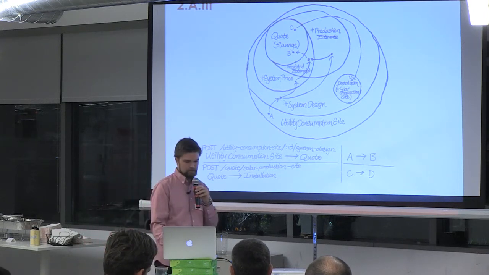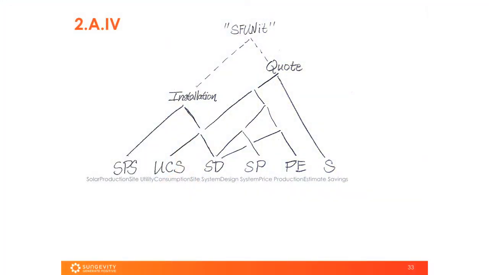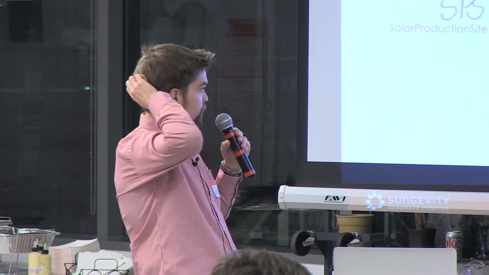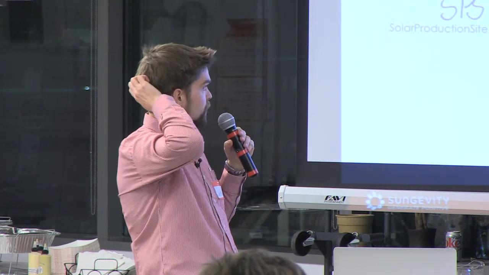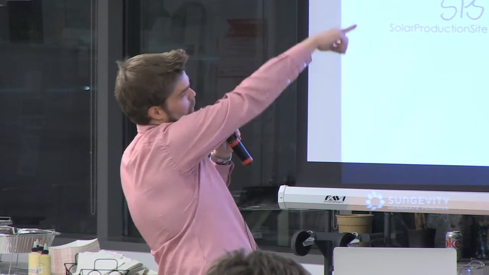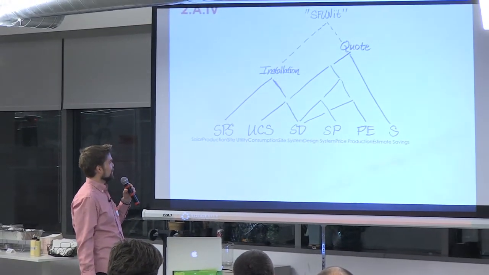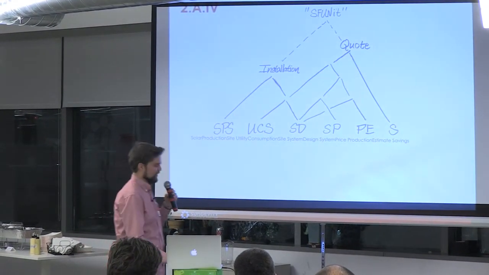So we can visualize this a different way, which is as a grammar of the domains. And we can think about which products of those domains we're interested in. So installation is a product of the solar production site, the utility consumption site, and the system design. The quote is a product of everything except solar production site. And then finally, what's at the top? What actually describes the entire story? Well, I've called it the SPUNIT. Sorry, we love that acronym here.